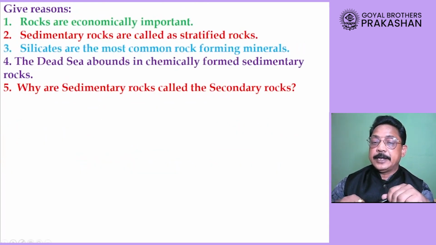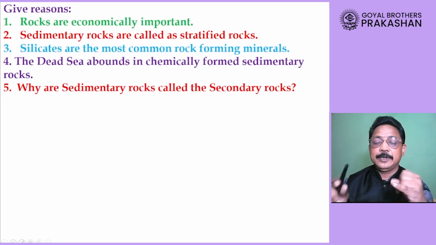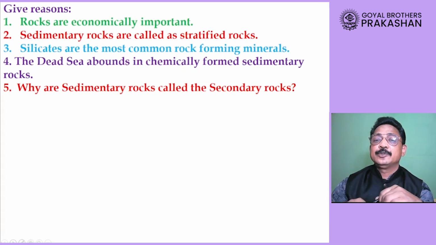Now, give reason type of questions. Question number 1, dear student: rocks are economically important. Sometime back we have already seen some of the uses of metamorphic rock, sedimentary rock, and igneous rocks. You can write down the uses of those rocks. For example, basalt is used in construction purposes, granite is used in beautiful construction, and diamonds are used for making jewels. So in this way, rocks are so useful to us.